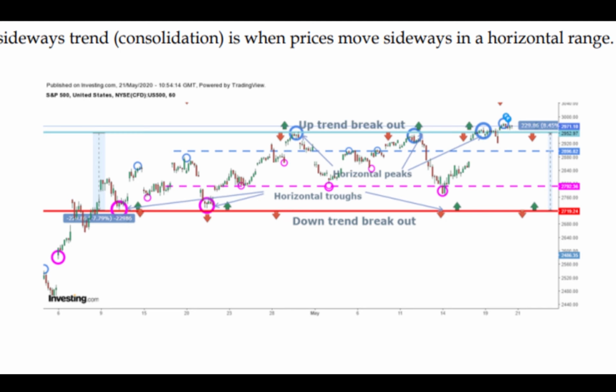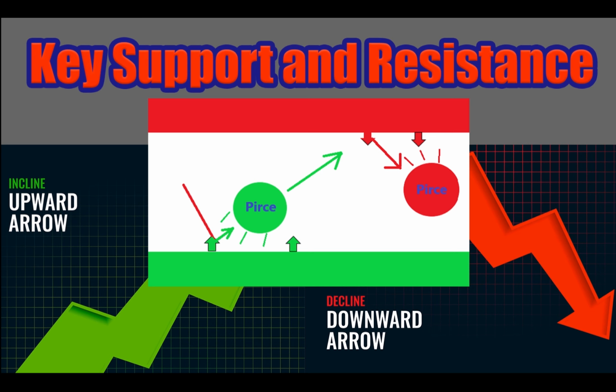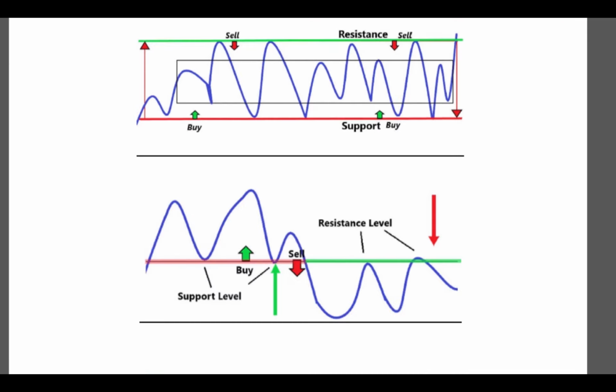What is a sideways trend? A sideways trend, consolidation, is when prices move sideways in a horizontal range. A support level is a level where the price stands to find support. As it falls, price is more likely to bounce. Support is the level at which demand is strong enough to stop the stock from falling any further.